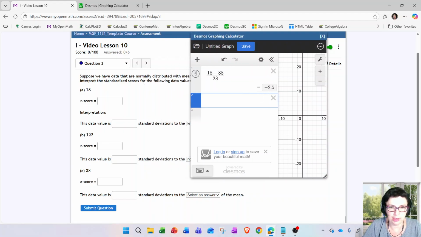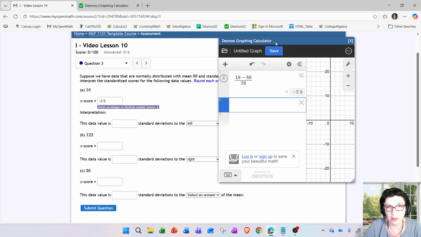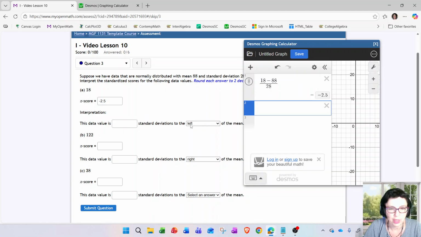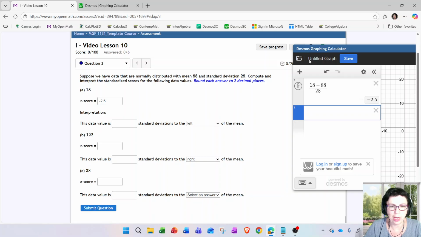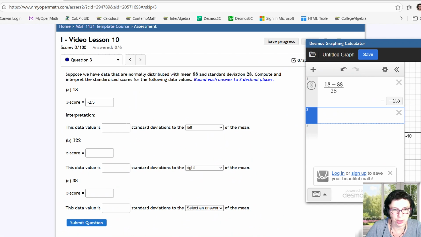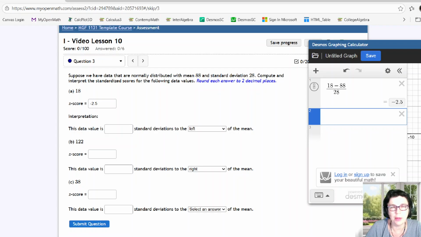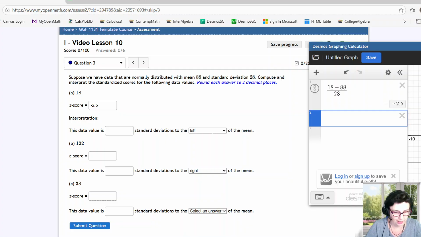So this one, the z-score is negative 2.5. Now, we already know it's going to be negative because it says to the left. But how do we interpret it? So when you interpret, I want you to remember, never, ever, ever put negative numbers in the interpretation. I'm never going to say I am negative 2 points less than you. You just don't say that.